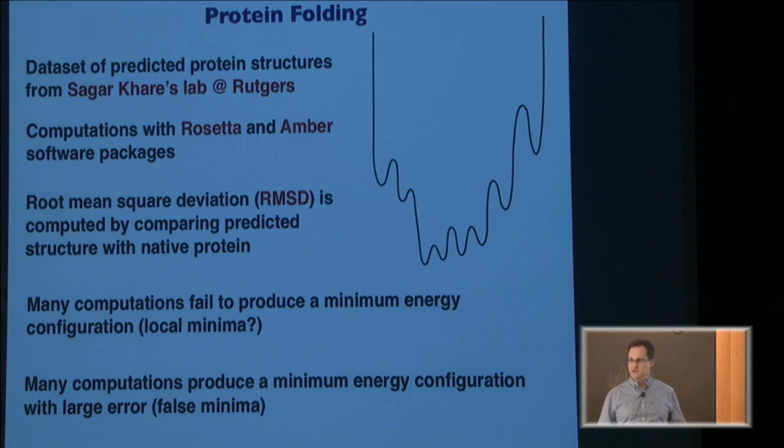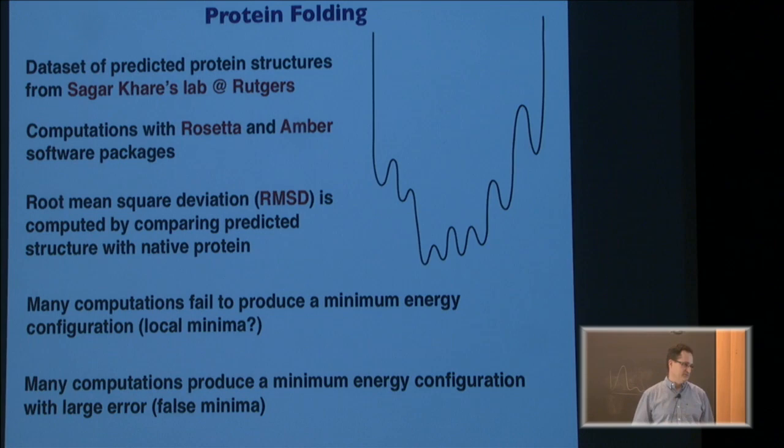The more challenging, interesting case is when you get predictions that have a small energy value. So you have a minimum energy value, but they are not good predictions. When you compare this with the native protein, with the true protein, you get a large error, large RMSD. So these are false minima. The energy functional is telling you that you have a minimum energy value, but if you compare with the true protein, you get a bad prediction. This is the thing that we want to try to understand. So the idea is to try to see if we can understand, well, that's the protein folding problem.